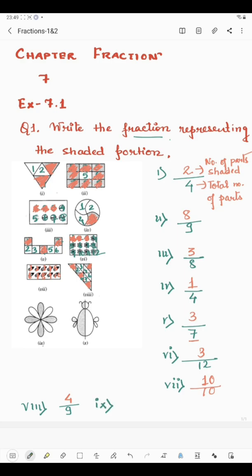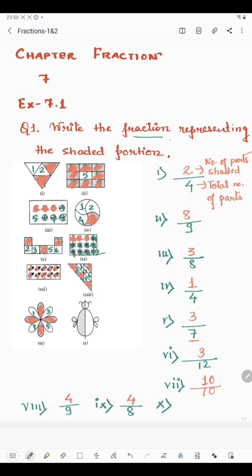Now in the 9th part we have 1, 2, 3, 4, 5, 6, 7, 8. Total we have 8 parts, and out of 8, 1, 2, 3, 4 are shaded. So it's 4 by 8. Now coming to last part.